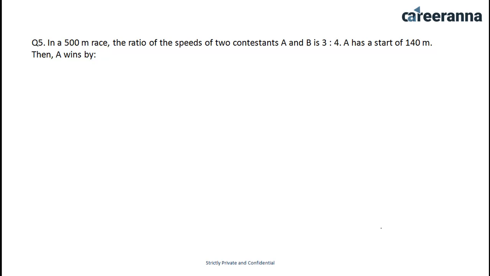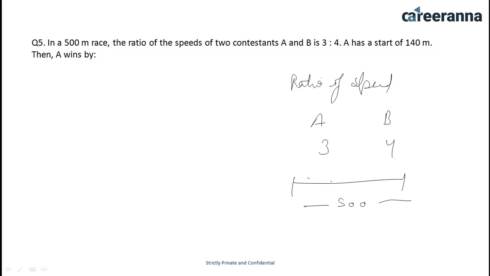In a 500-meter race, the ratio of the speeds of two contestants A and B is 3:4. A has a start of 140 meters, then A wins by how much? So here we can see that the ratio of speed is given, A to B, which is 3:4. A has a start of 140 meters. Total length is 500. A is here, so A has to travel 360 meters more, and B has to travel 500 meters.